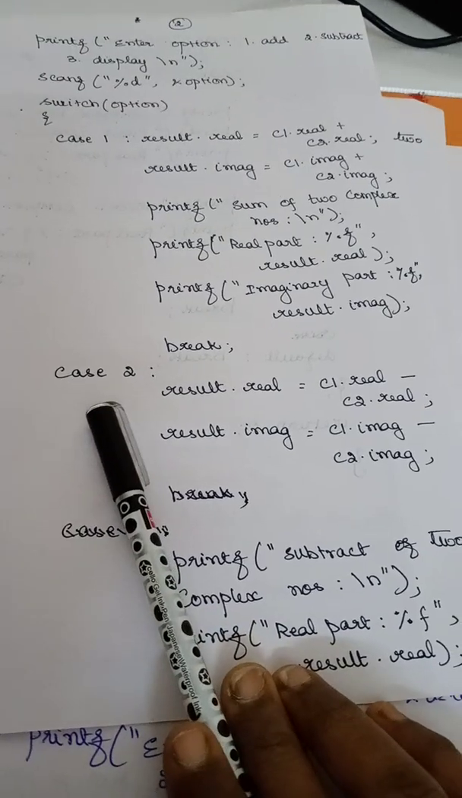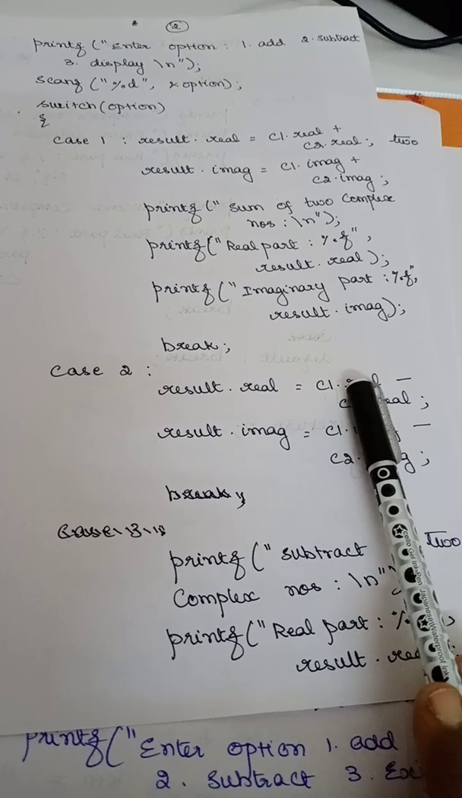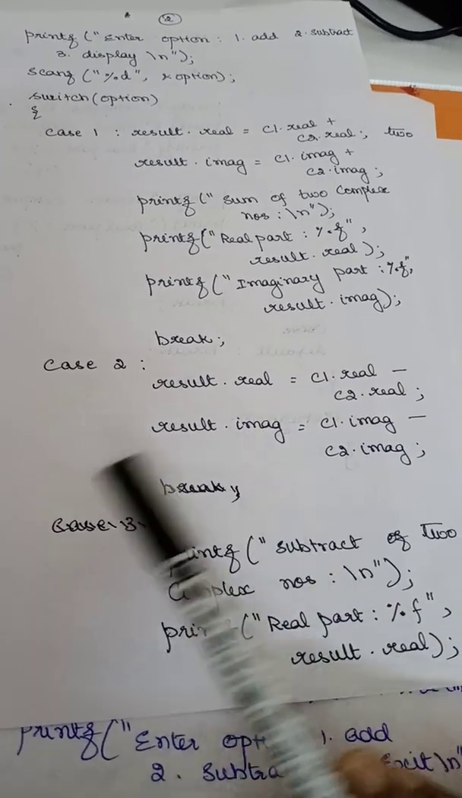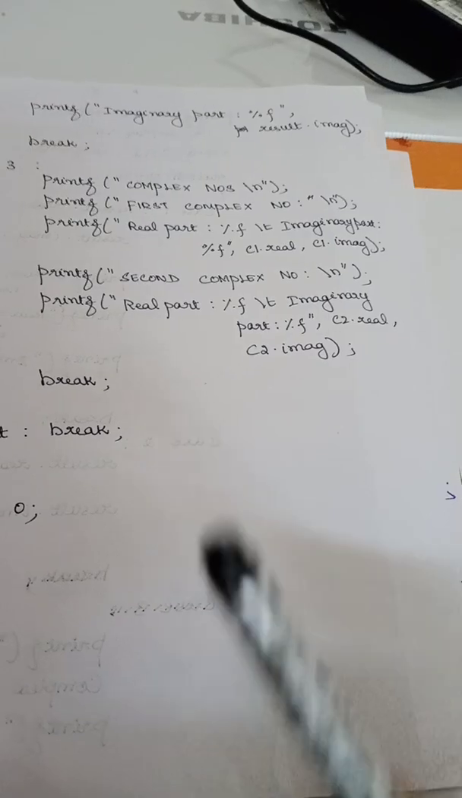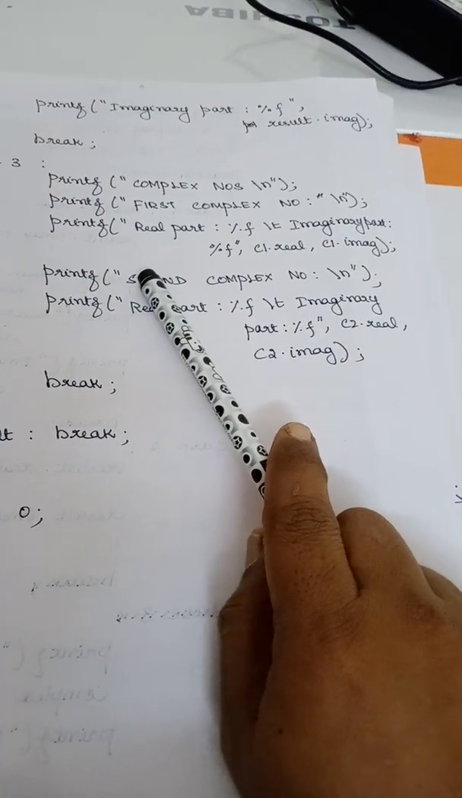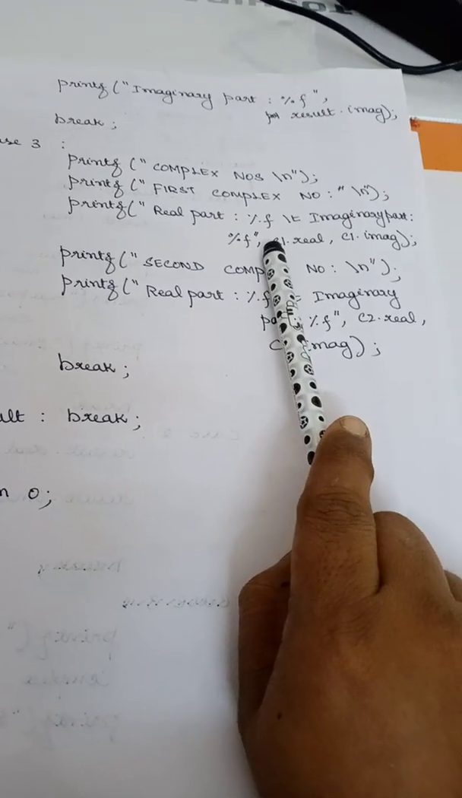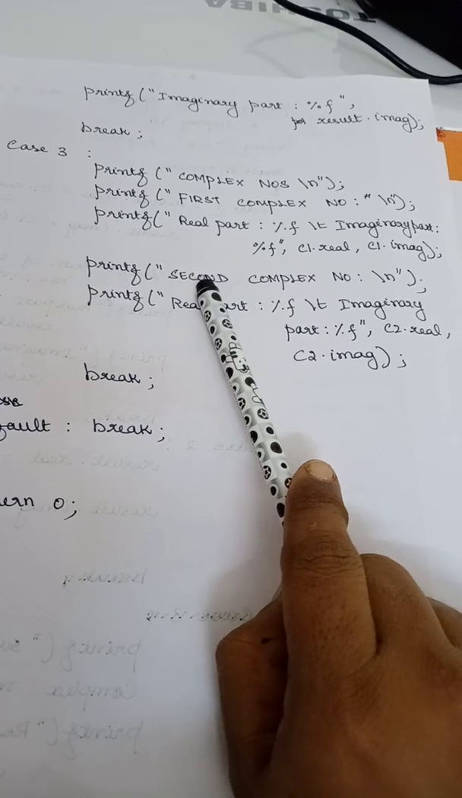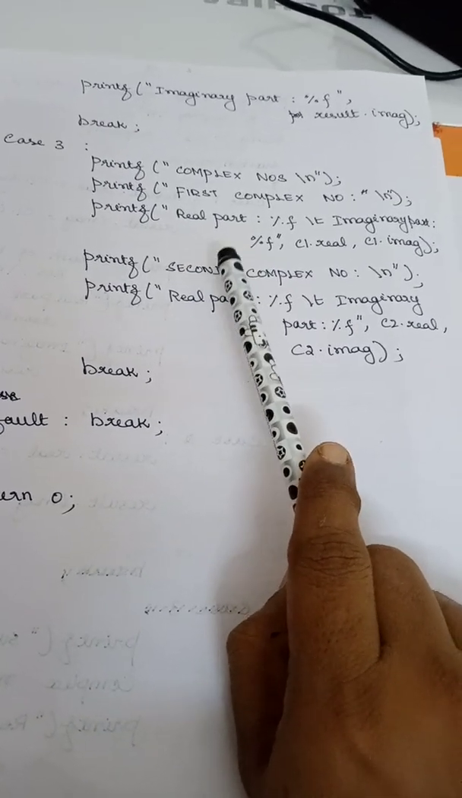Similarly, for subtraction, again I have to do the minus operation of c1 dot real minus c2 dot real, right? Similarly for your imaginary part, and then I am printing the real and imaginary, right? Right. In display, I can just display, right? So I am displaying the two complex numbers, that's all. I am not displaying the result value. The result I will display when I do some addition or subtraction operation.